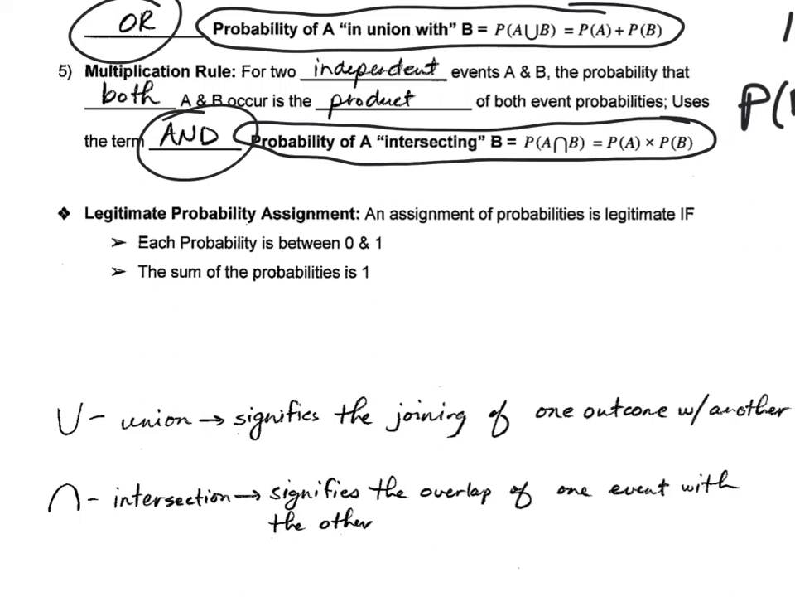And then the last part: how do you know it's legitimate probability? It's only a legitimate probability if two things happen. One, each probability is between 0 and 1. So if it's lower than 0 or higher than 1, it's not legitimate. And two, the sum of the probabilities has to be 1 total. So for it to be legitimate probability, all your probabilities have to be between 0 and 1, and the sum of your probabilities is 1 total.